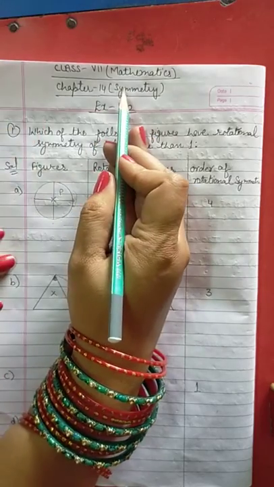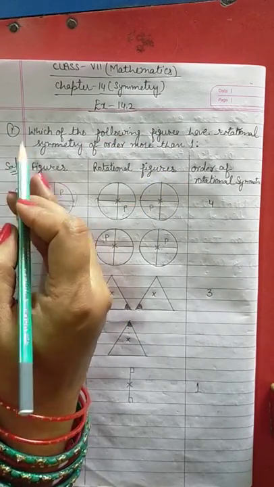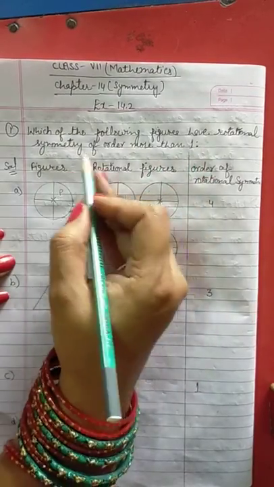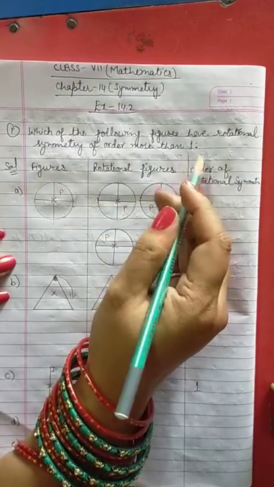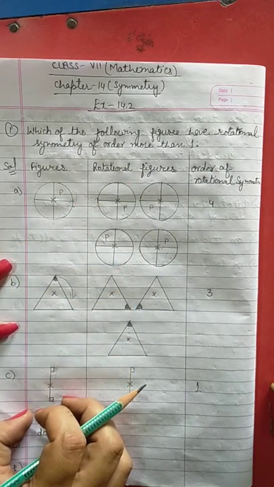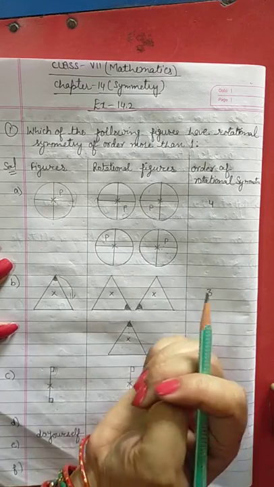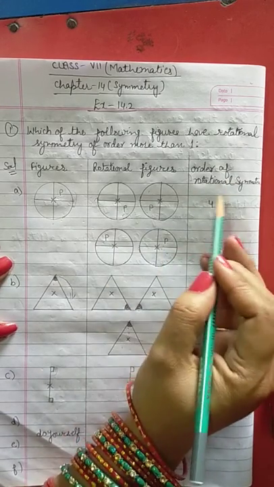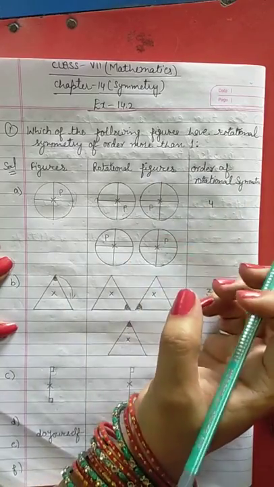Symmetry of class 7. So here in question number 1, which of the following figures have rotational symmetry of order more than 1? It means that in the given diagrams we will check which one has more than 1 rotational symmetry. As we know, the order of rotational symmetry means how many times it looks the same after rotating.